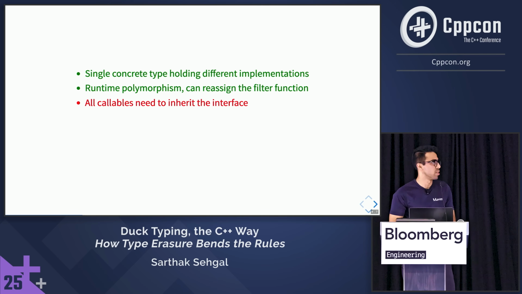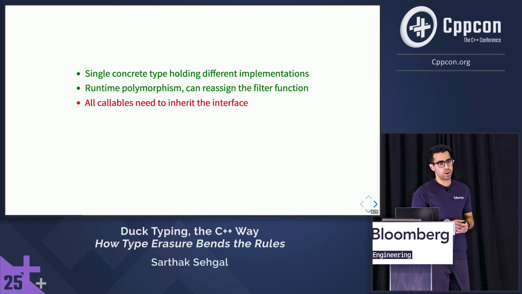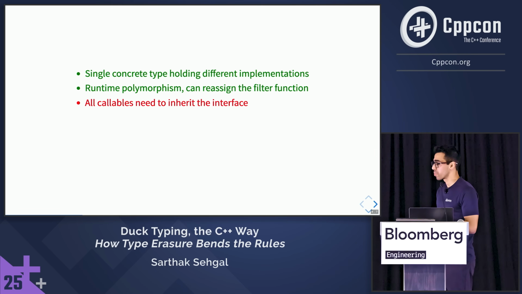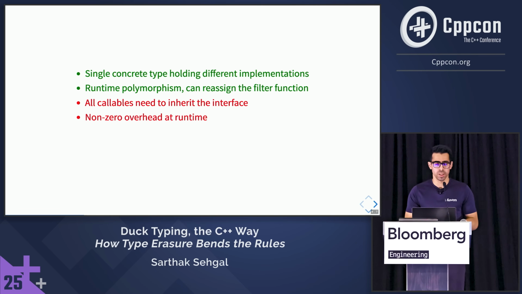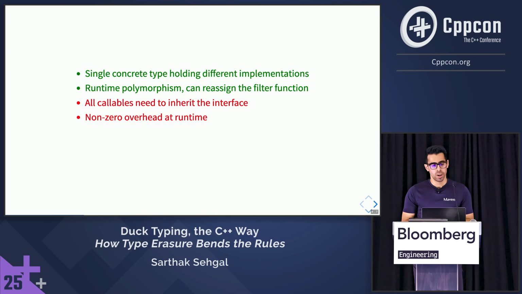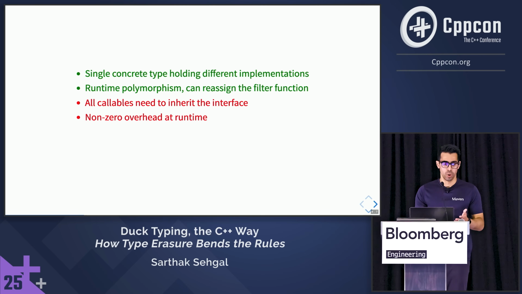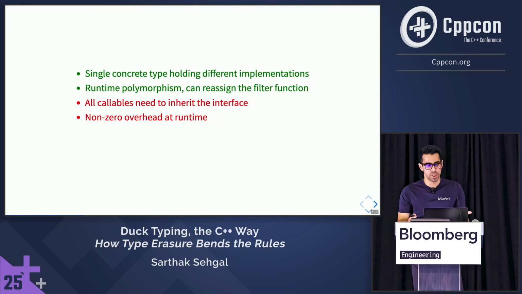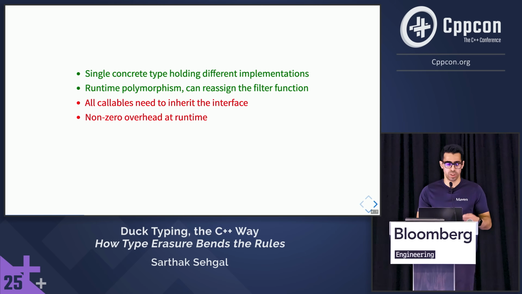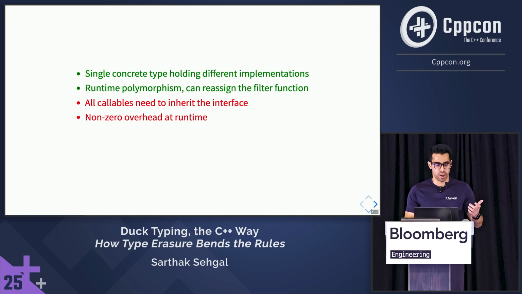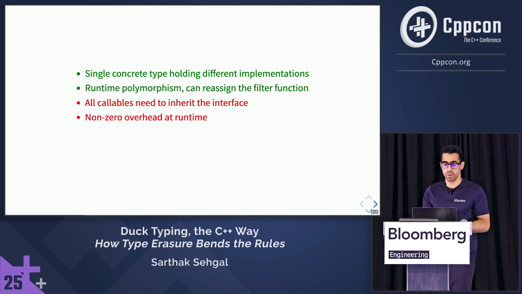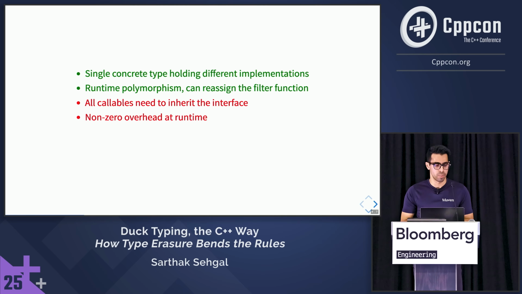But there are some downsides. Number one, now all callables are bound to be inherited from the interface. Number two, there's non-zero overhead at runtime. I wrote non-zero only because for most applications, a virtual function call overhead will not likely matter. But if you have use cases where you want to juice every microsecond of latency, then a virtual function call might be some overhead. So that's something to keep in mind.